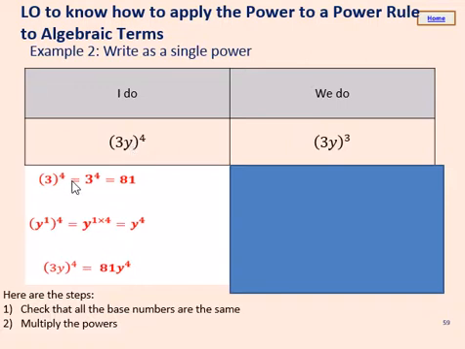So 3 to the power of 4 gives me 81, and y to the power of 1 raised to the power of 4 is equal to y to the power of 1 times 4, which equals y to the power of 4. So we have 81y to the power of 4. Remember that when we have this singular y, it's essentially a power 1, or when we have a singular x, it's essentially a power 1. That's something important to remember.